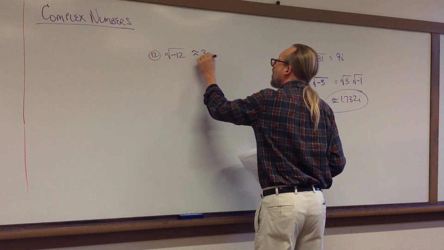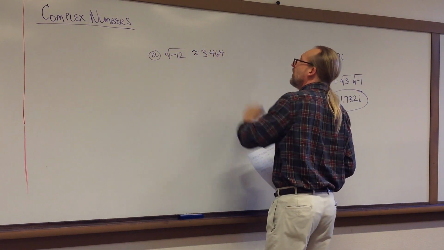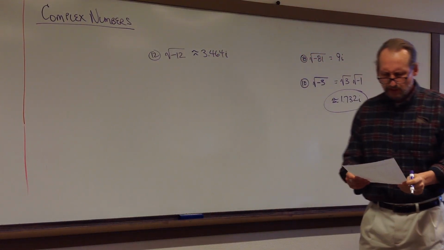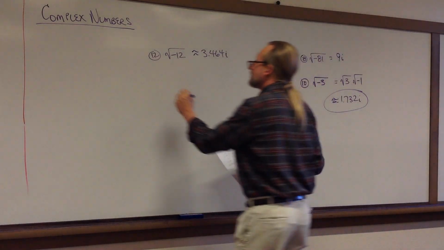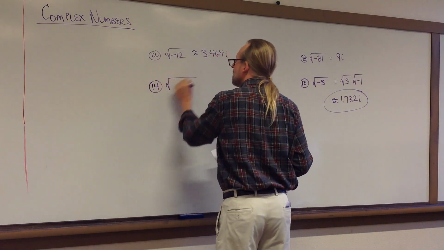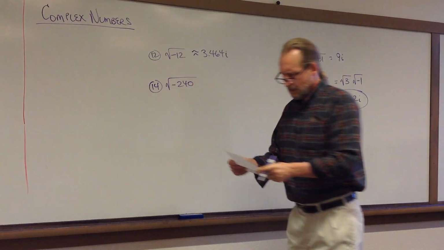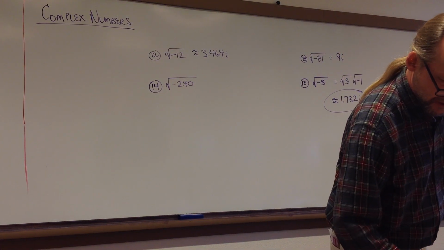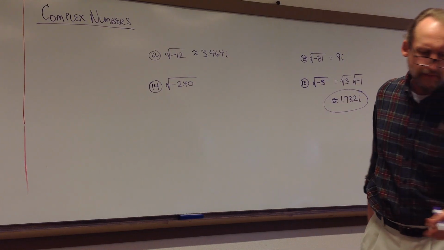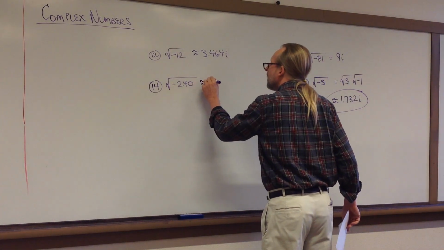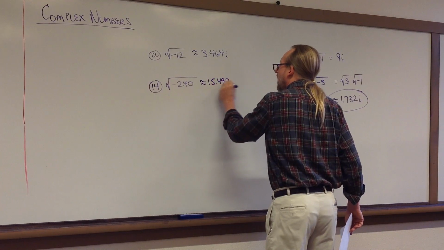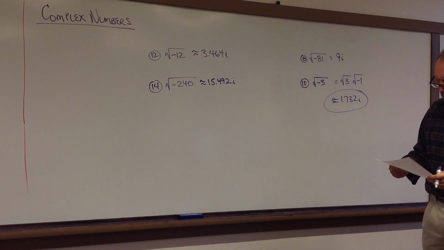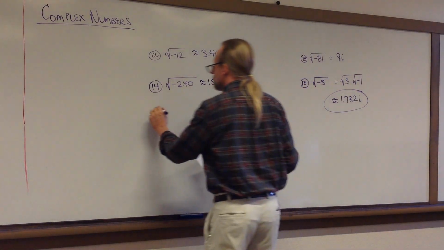3.464 is the square root of 12, and then 3.464i is the square root of negative 12. Problem 14, square root negative 240. So if we square root 240, that's going to be 15.492. And then square root negative 240 will be 15.492i. And we'll do one more of these.